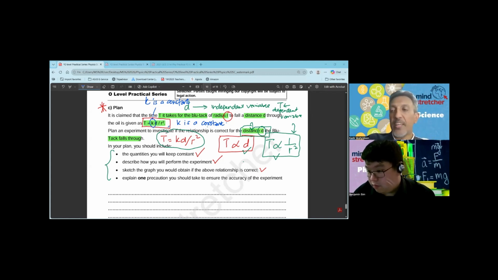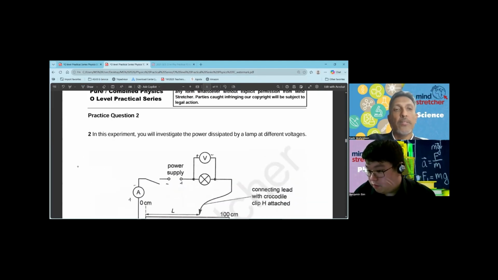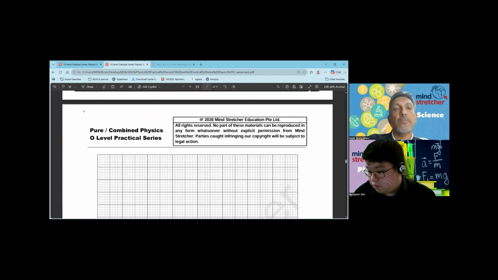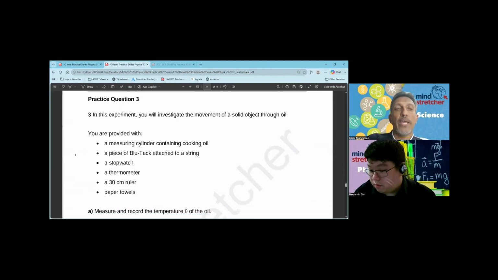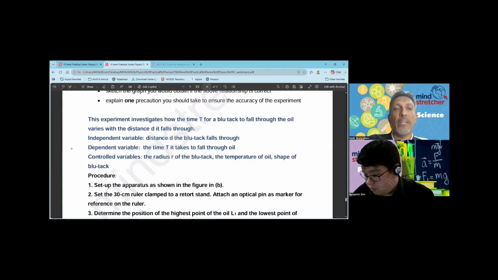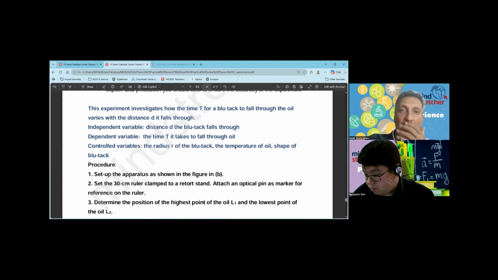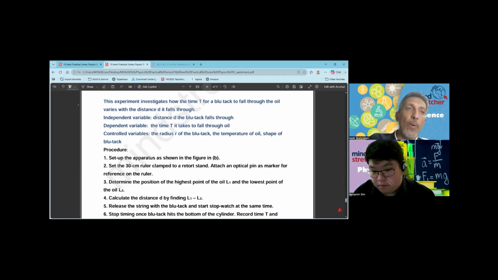Okay, I'm going to discuss the answer with you all. Okay, guys, basically, this is what it is. This is just to highlight, not to say you need to write all of this. This is just to tell you what you wanted. So the question wants you to investigate the time t the blue tag falls through the oil through a distance d. This is just to highlight.